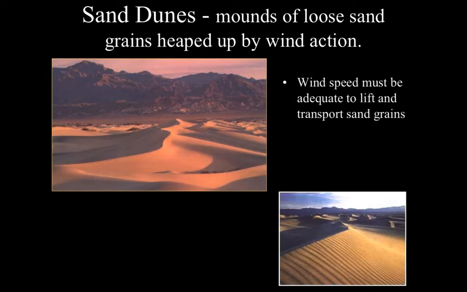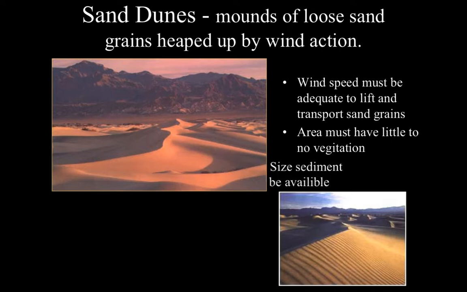And your book mentions that there are three criteria to make sand dunes. One is you need wind speed, so high enough speeds of wind to transport those sand grains. The second one, you need little vegetation. Once you get vegetation growing on the surface, you're going to anchor that sand down, and you will not have a source of sand. And finally, the third one is you need sand-sized sediment. So again, wind speed, little vegetation, and sand-sized sediment.